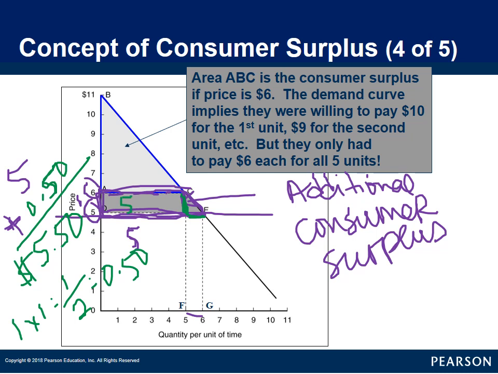So this is $5.50. Above it, we had $12.50. So our total consumer surplus at that $5 price point is $12.50 plus $5.50, which is $18.